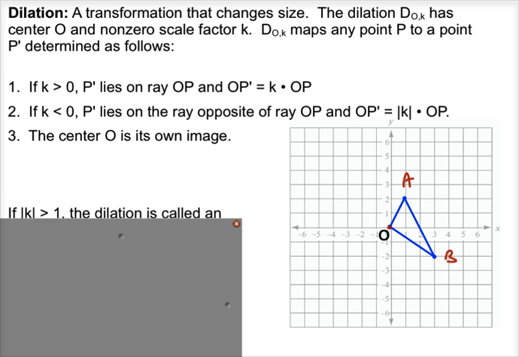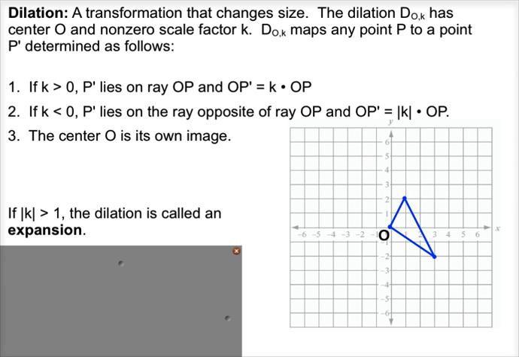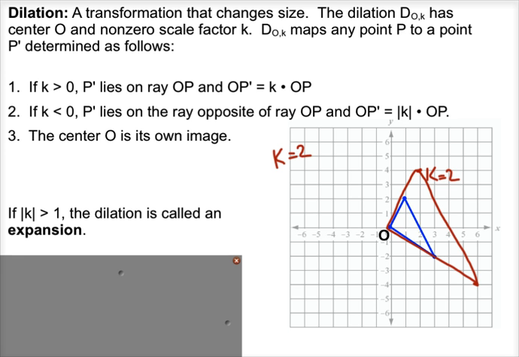Looking at the next part. If the absolute value of K is bigger than 1, the dilation is called an expansion. So that's sort of what we had back here in the beginning. If I told you that K equals 2, everything just got twice as far out. So here's my K equals 2 value. The original triangle got expanded. All the sides are now twice as long. So there would be an expansion.